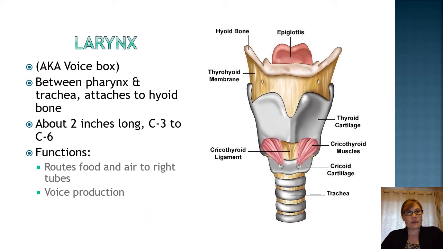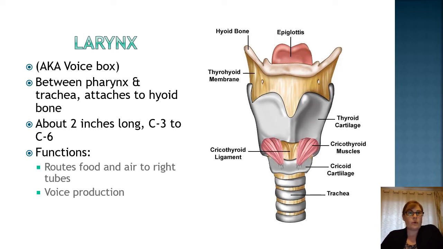All right, so then we have our larynx. Larynx is also known as the voice box. So again, if you're doing your little list of steps, 1 would be the nose, 2 would be pharynx, 3 is going to be larynx, 4 is going to be trachea. So that's next.